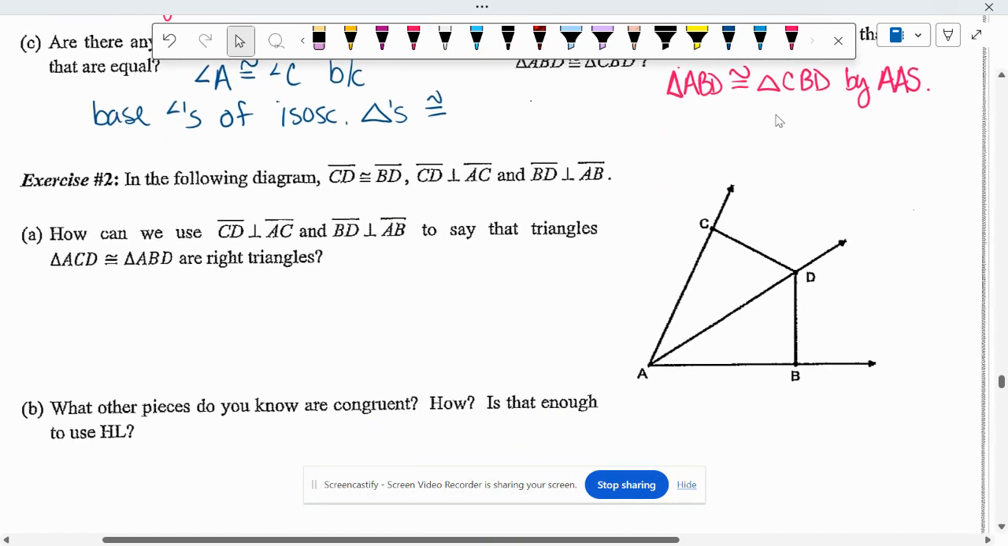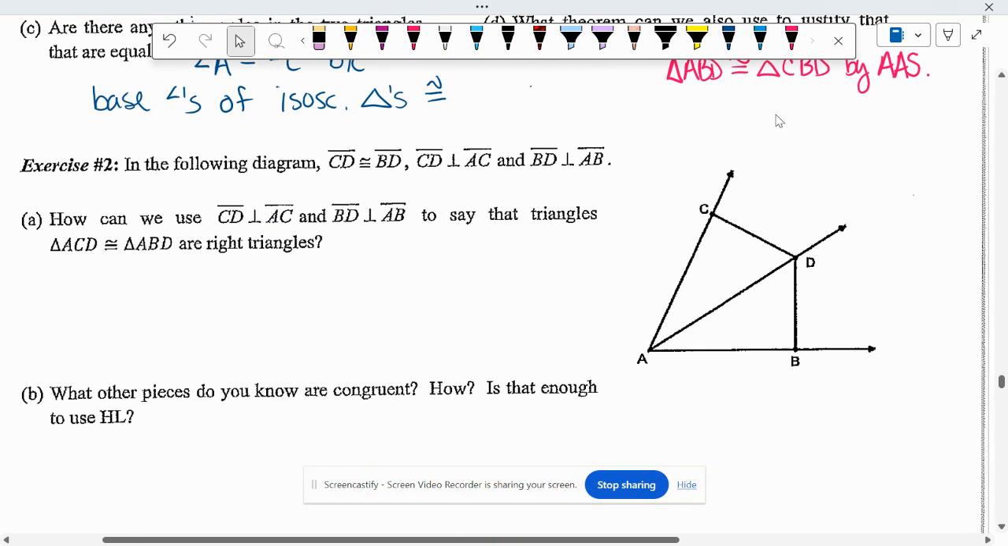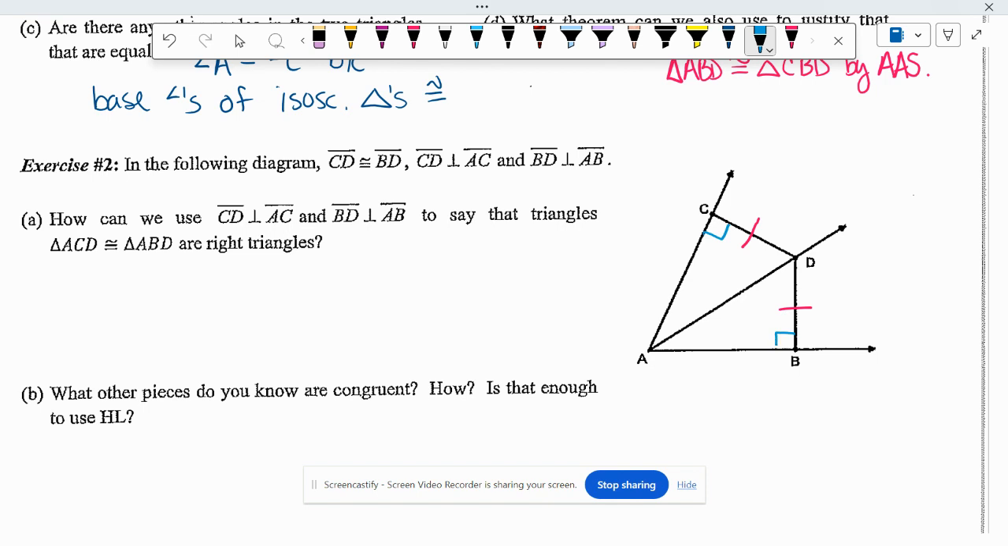So in the next example, it says that segment CD is congruent to segment BD. So go ahead and mark it. CD is congruent to BD. It also says that segment CD is perpendicular to segment AC. So I have to show that by putting in a right angle. And segment BD is perpendicular to AB. So I have to show that as well.